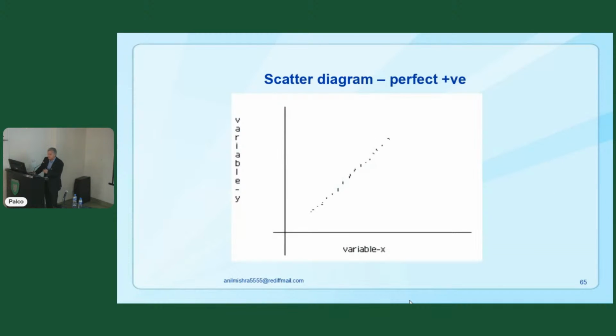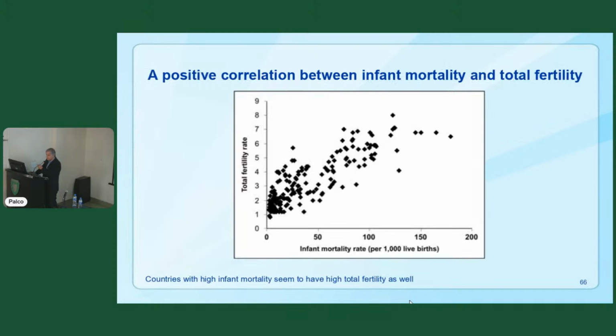Read about it. Again, it's nothing more than a linear relationship between your Y health outcome and your X variable, whatever your X is. Okay? This is a typical positive correlation. Here you have total fertility rate and infant mortality rate per 1,000 live births. So countries with a high infant mortality seem to have a high total fertility rate as well.